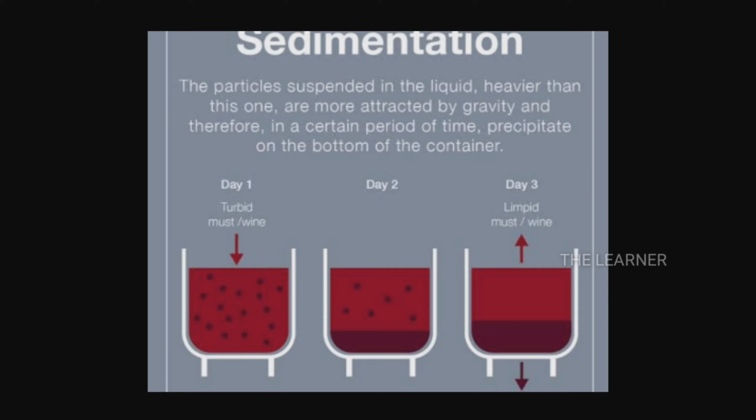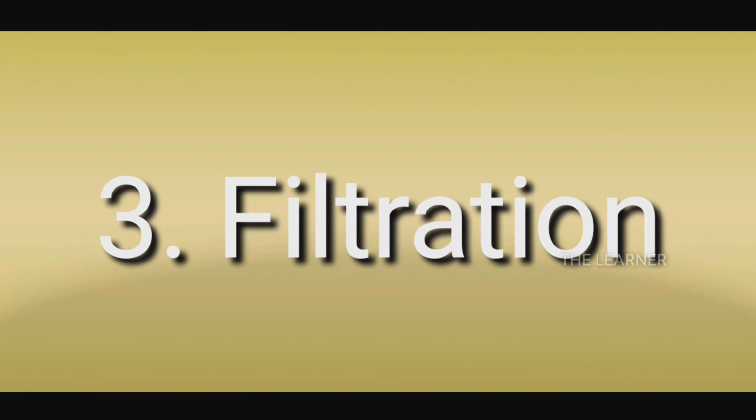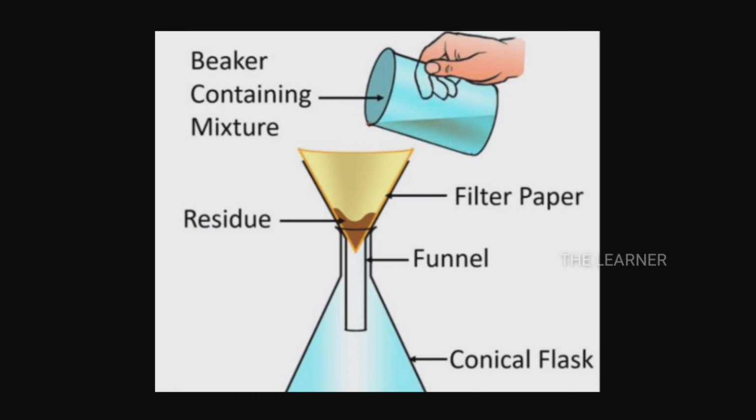Check these pictures for an idea. Next, I'll let you know what do you mean by decantation. Decantation is the process of pouring out the liquid without disturbing the sediment. If a solid dissolves in a liquid, decantation cannot be used to separate them. Check out the picture. Next, filtration. Filtration is a process used to separate solids from liquids or gases using a filter paper or filter medium that allows the fluid to pass through but not the solid. The term filtration means to separate solids from liquids.